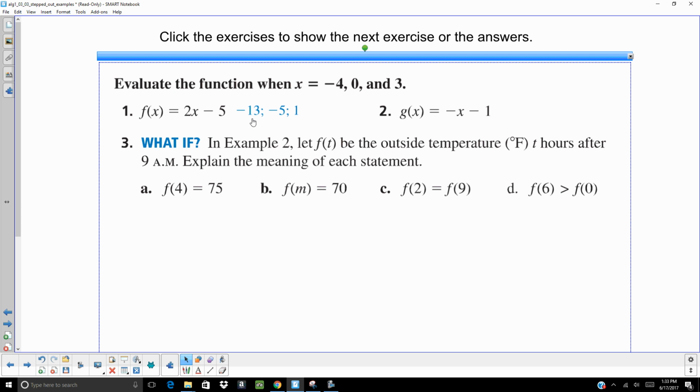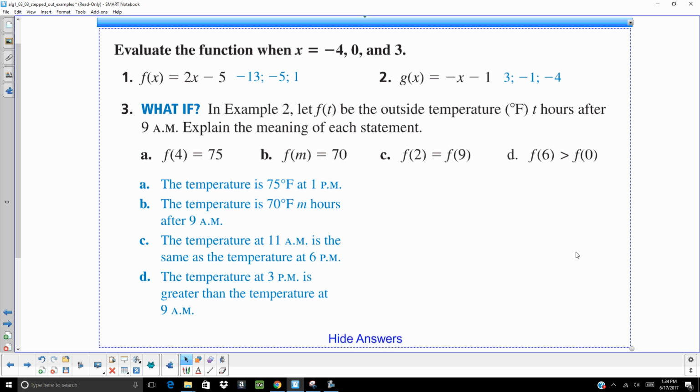You're going to get three answers here because they're asking you to do it three times, negative 4, 0, and 3. So 2 times negative 4 minus 5, 2 times 0 minus 5, 2 times 3 minus 5. Here you're going to get negative 4 minus 1. Two negatives make it a positive. Negative 0 minus 1 and negative 3 minus 1. Be careful of those positive and negative integers.